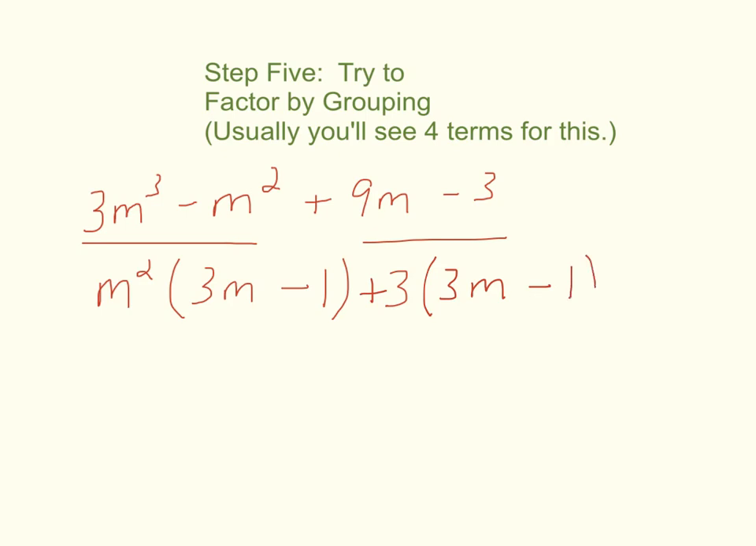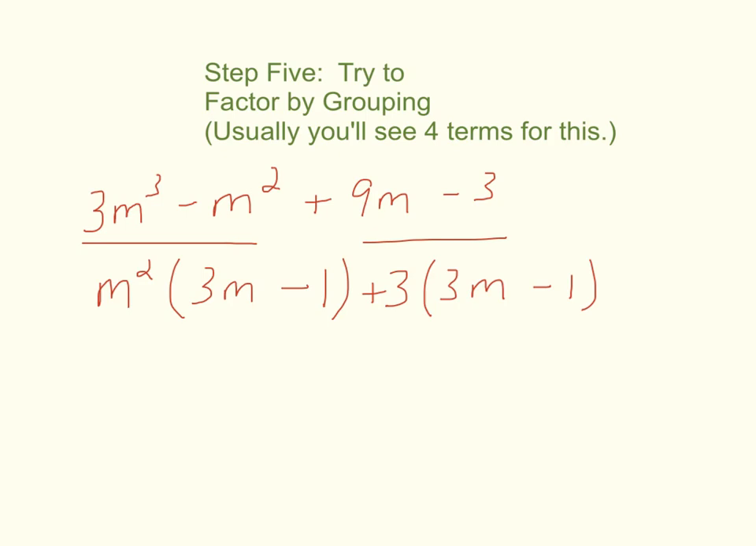negative 1. Now how do you know if this process did you any good? Well, hopefully if you're observant, you will see the same common factor, 3m minus 1, in the first group and the same 3m minus 1 in the second group. So we just created two separate sets of factors with the common factor. So these are like terms.